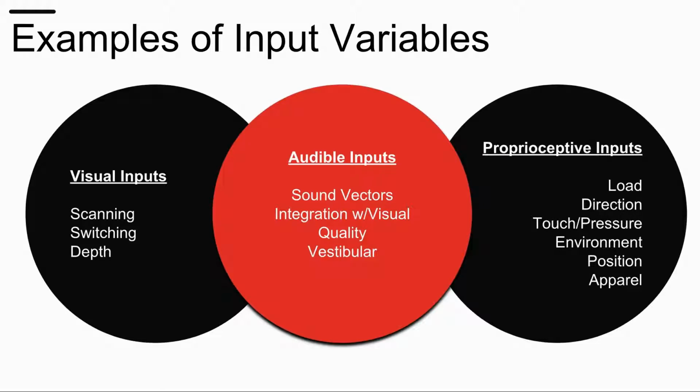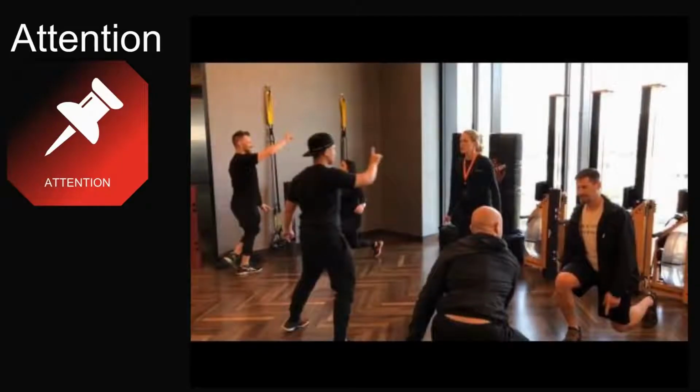And lastly, our proprioceptive inputs. Here are just some of them. Load: do we have any external load, or are we creating internal tension? Direction that we're moving in, any touch or pressure or sensory integration involved in what we're doing. The environment that they're in: being barefoot on grass is much different than being on rubber floor and shoes. Position, and then apparel. If you've worked out in Lululemons versus Nike, you know the difference. If you've worked out in Lululemons versus nude, you definitely know the difference. I hope you haven't done the latter.